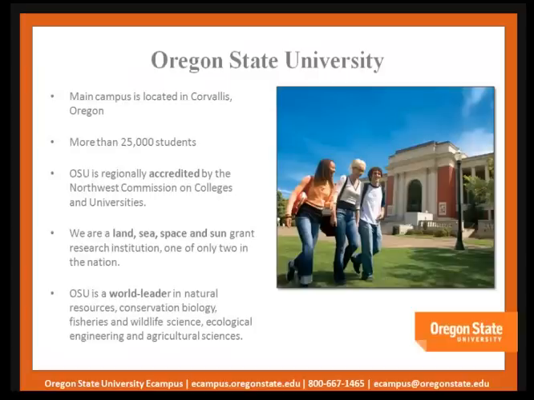So Oregon State University, if you're not sure where we are or who we are, we're actually located in Corvallis, Oregon. That's where our main campus is. We have just a little bit over 25,000 students. And the thing that I wanted to point out is that we are a real brick and mortar university. We are accredited by the Northwest Commission of Colleges and Universities. And one of the unique aspects about OSU is that we are a land, sea, space, and sun grant research institution. We're only one of two in the nation.